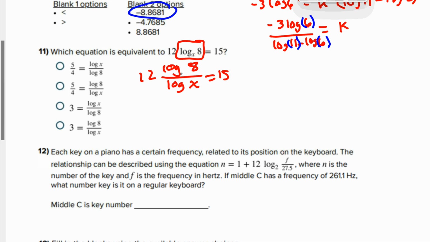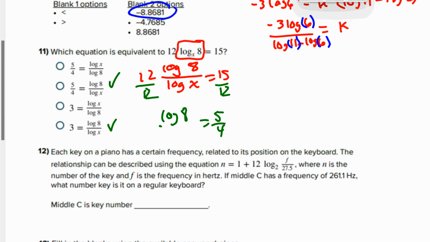They see that the log base 8 is on top and log base x is on bottom. So we know it's either this one or it is this one, right? So then we can just easily divide by 12, and that 15 over 12 reduces to 5 over 4.